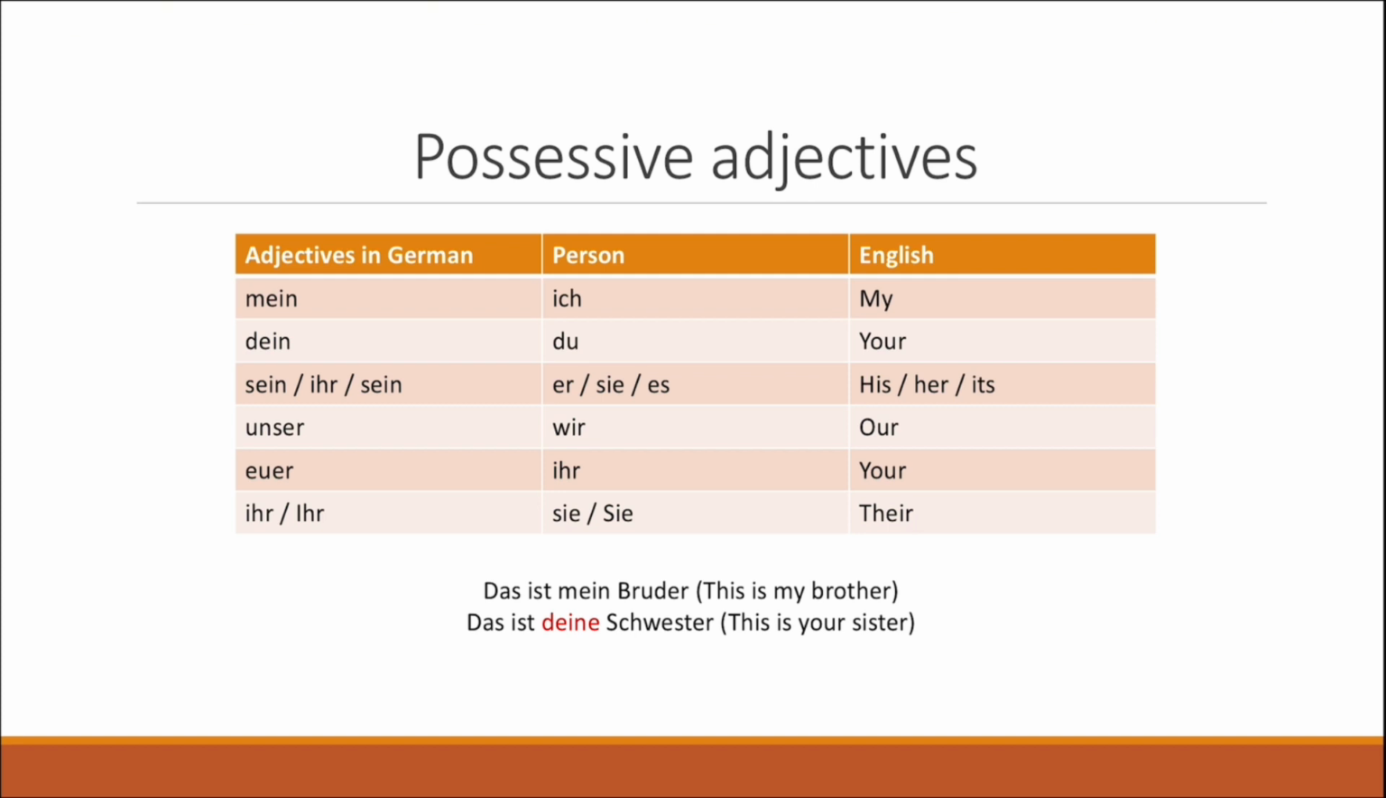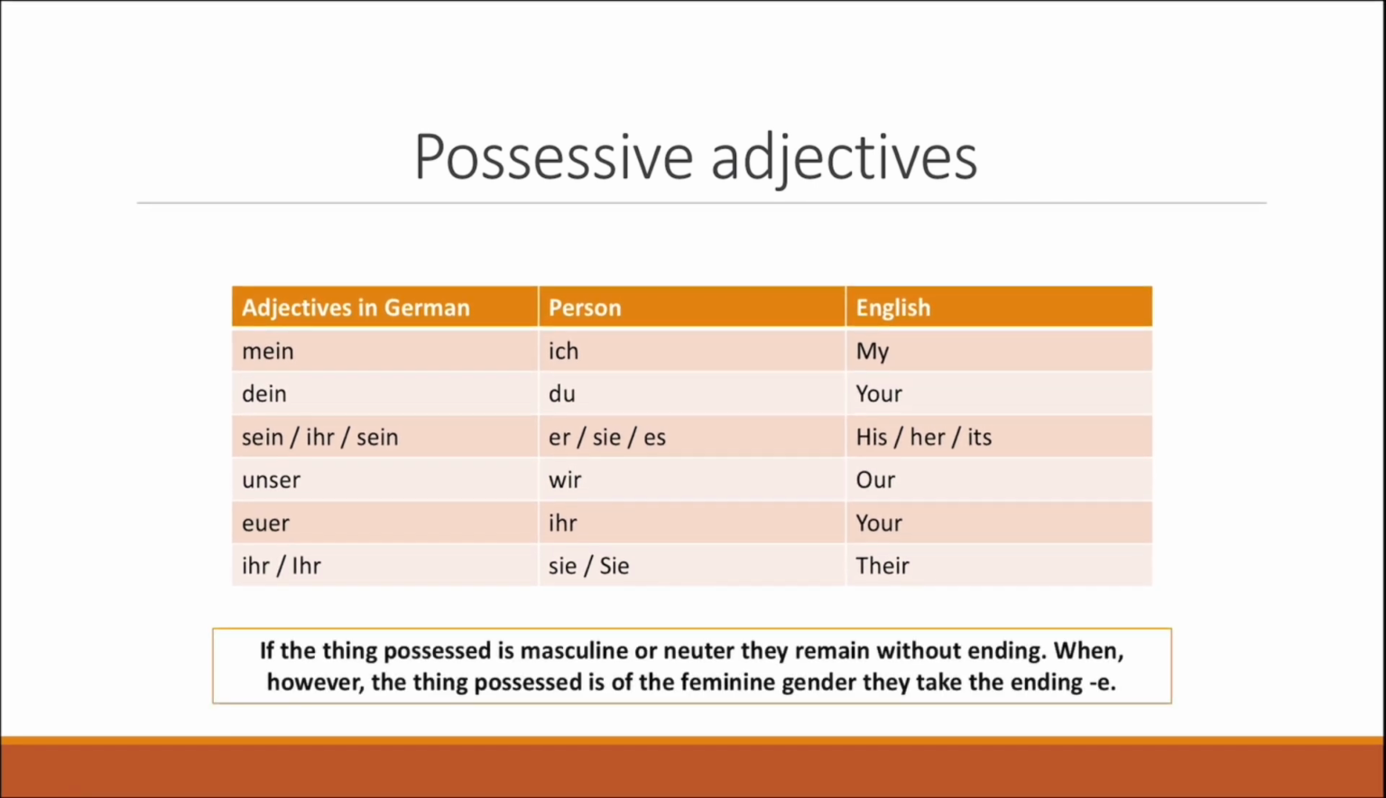Now, while we define the possessive adjectives, you can see from the table that we have dein, but not deine. So someone might ask, what does deine mean? Why do we have deine and not dein? In this case, we have to consider another definition. In German, if the thing possessed is masculine or neuter, then these possessive adjectives remain without an ending. However, if the thing possessed is feminine, then they take the ending e. And that is also the reason why we had deine in the last example, mainly because we had the noun Schwester, which is a feminine noun.